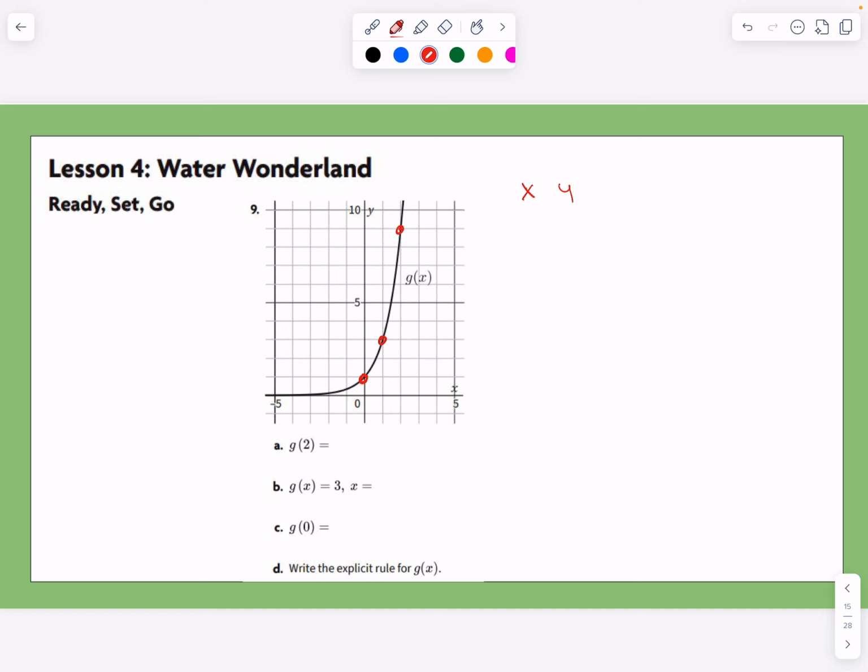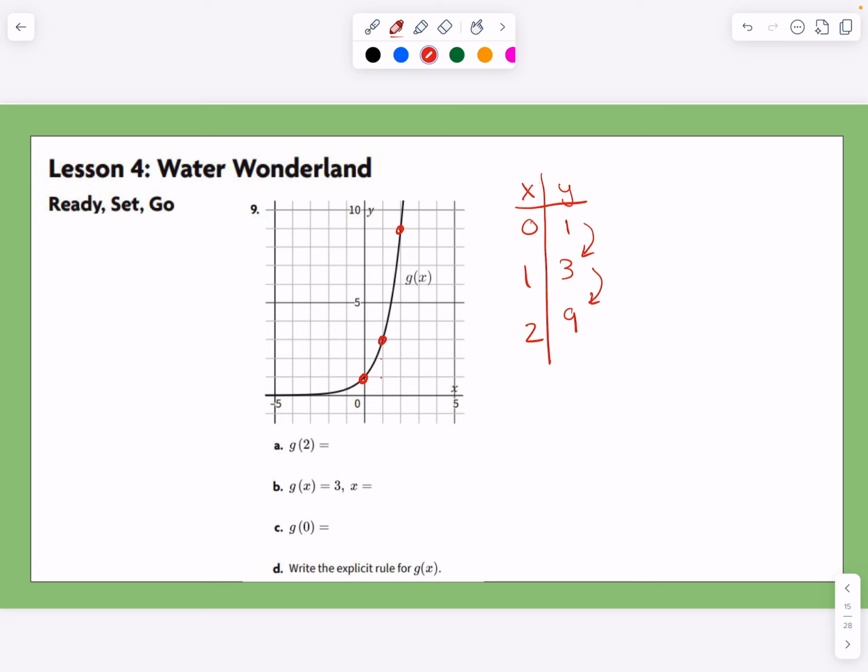Here's my x, here's my y. At 0, we know we're at 1. At 1, we're at 3. And at 2, we're at 9. From that, can I write an equation to see what's happening?